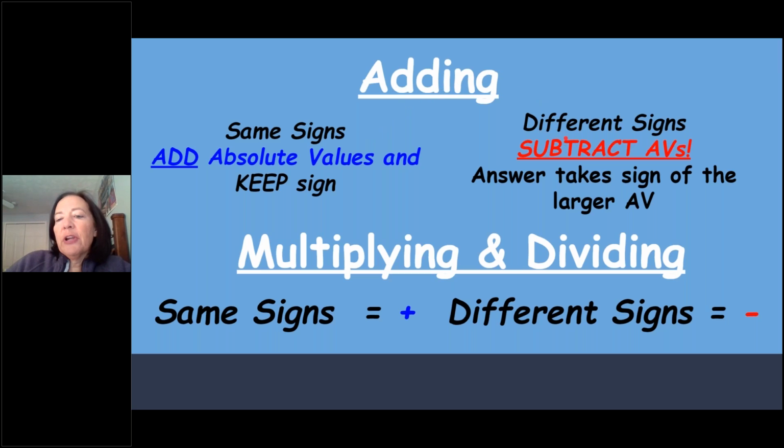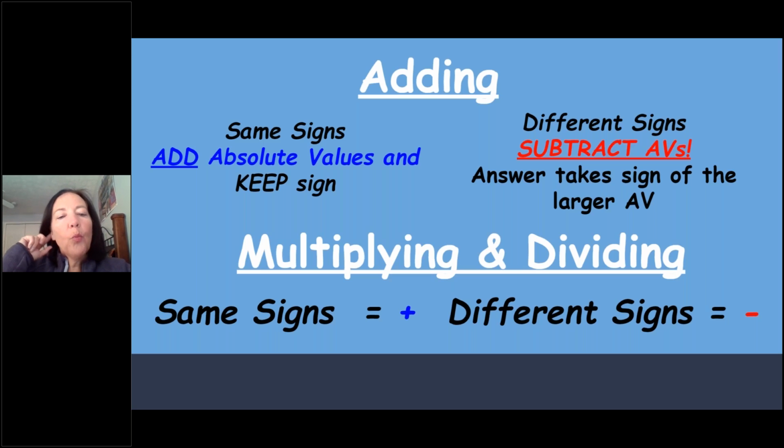If our signs are different, if we have a positive and a negative number, the answer is going to take the sign of the larger absolute value. That means it's going to take the sign of the number that is farther away from zero. Like in that last one, we had negative 42 and positive 20. Negative 42 is farther from zero, so that's why the answer was a negative. But when the signs are different, we're going to subtract those two absolute values, which is very confusing to our brains. You just have to practice that over and over and over.